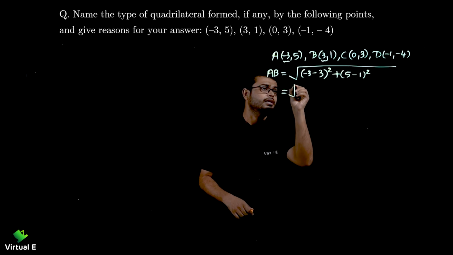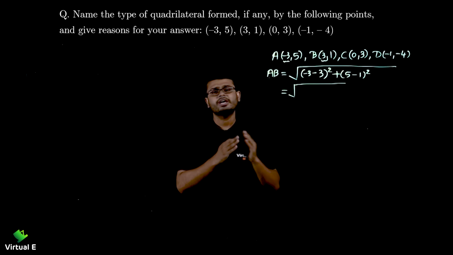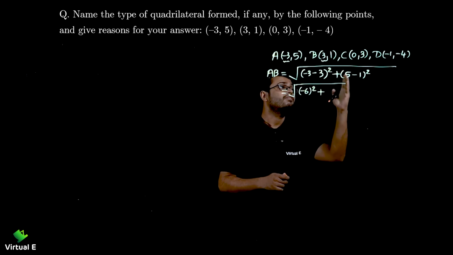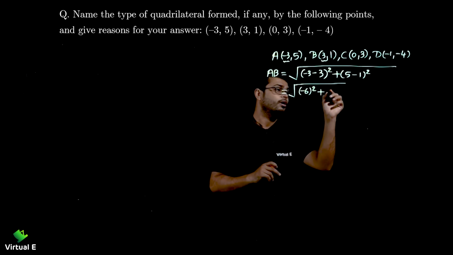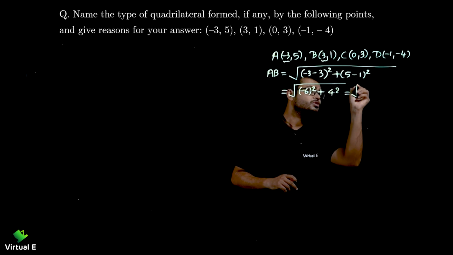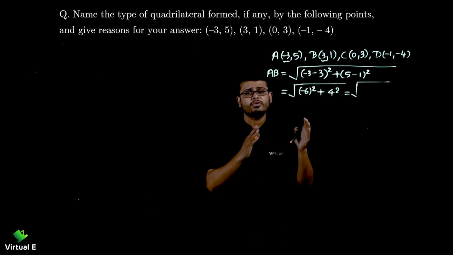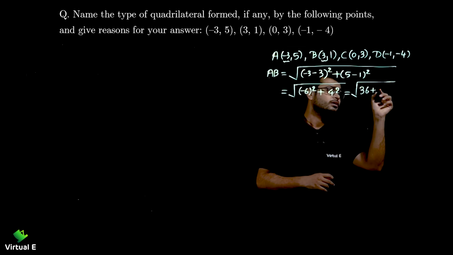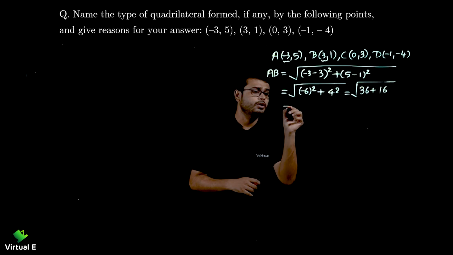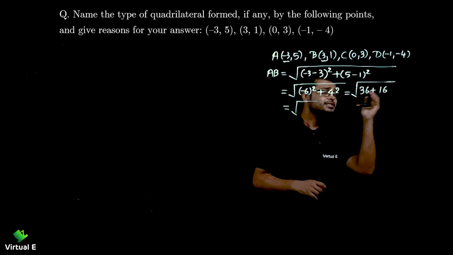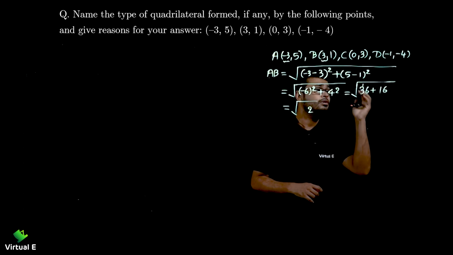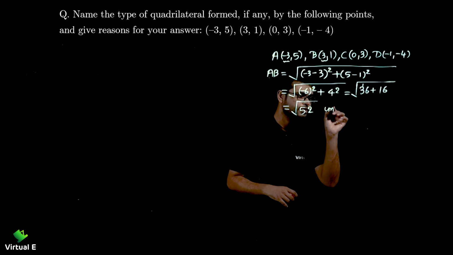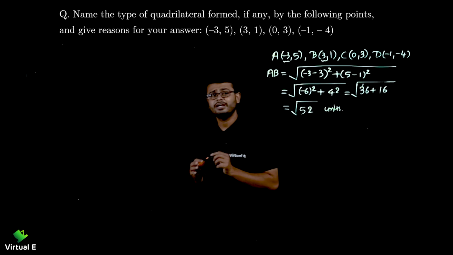Simple. Then let's write the square root one more time. -3 and -3 will give you what? -6 whole square. Plus 5 - 1 which is 4. And don't forget the square. So square root of -6 square which is 36, and here 4 square which is what? 16. Then if you add, you are going to get what? Let's add it. 52, square root of 52 units. That's my first side, AB.